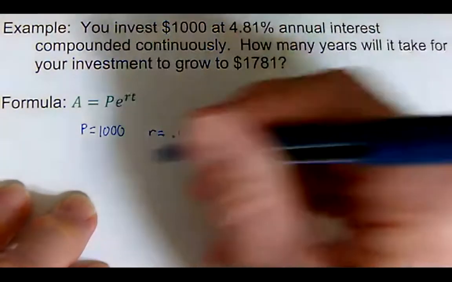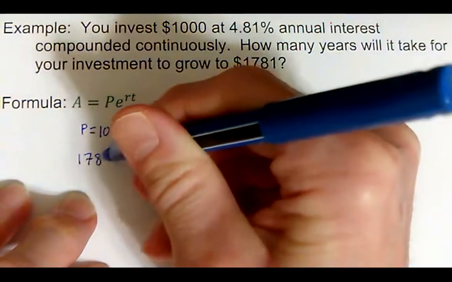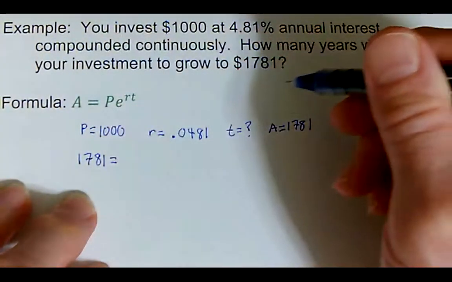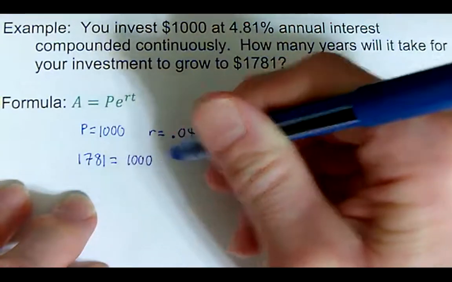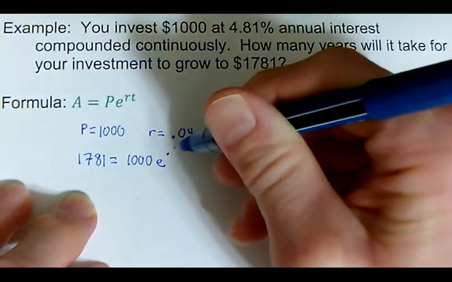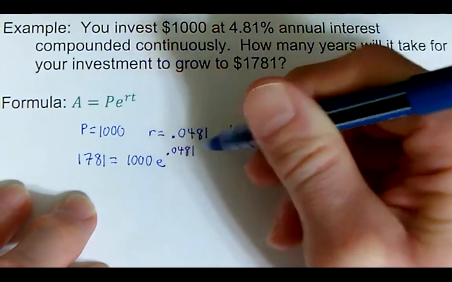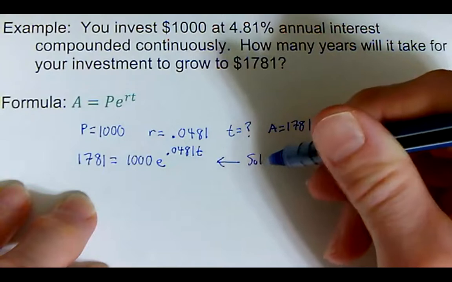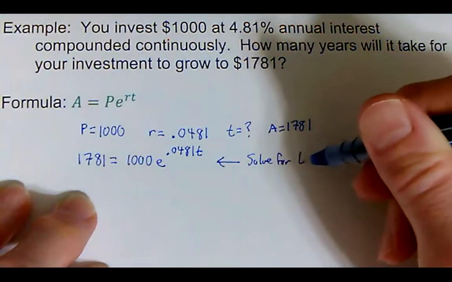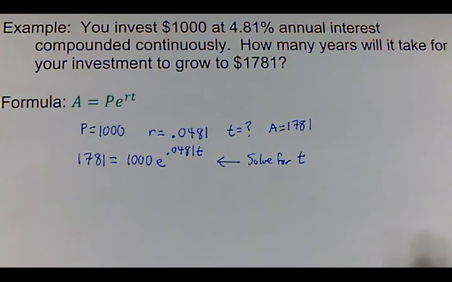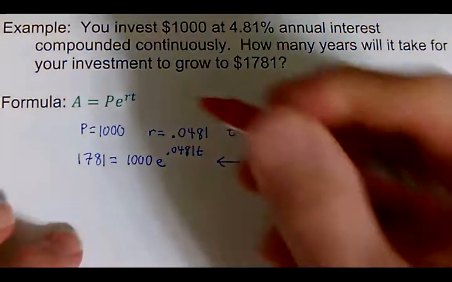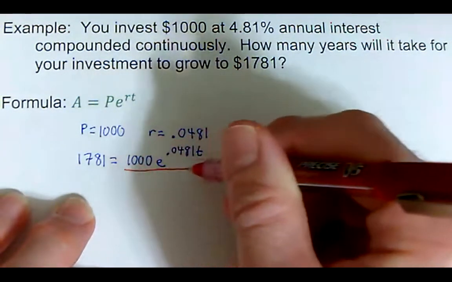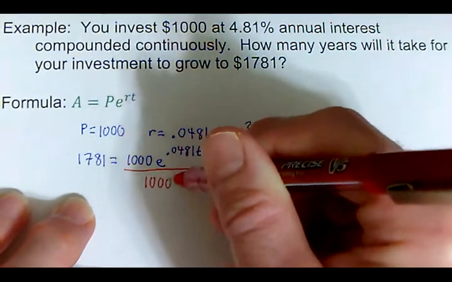So plugging everything into the equation, you would this time have 1,781 equals 1,000 e to the 0.0481 t. And I need to solve for t. I need to get the t by itself. So let's talk about how to do that. Well, it would be easiest if we could get the exponential factor by itself first. So as a good first step, let's divide both sides by 1,000.